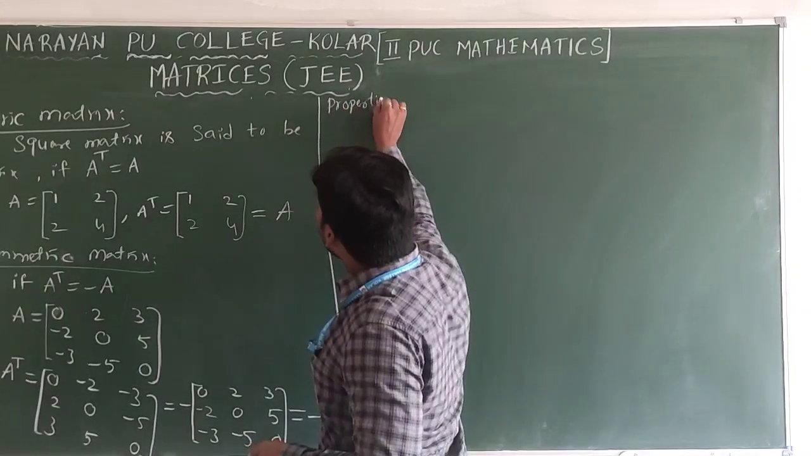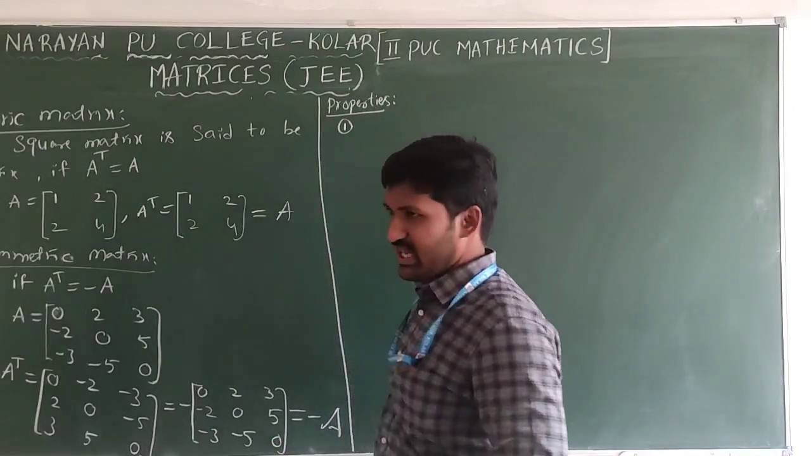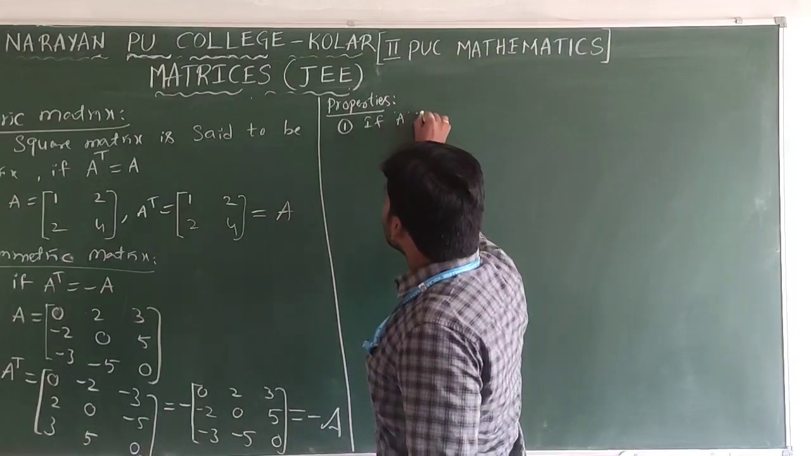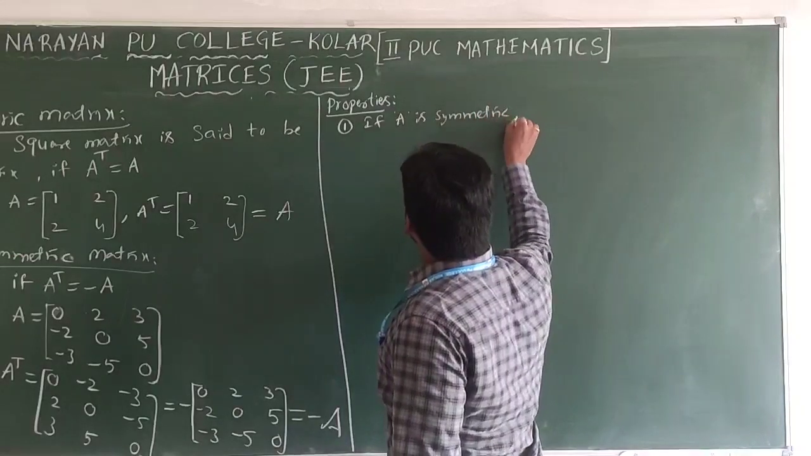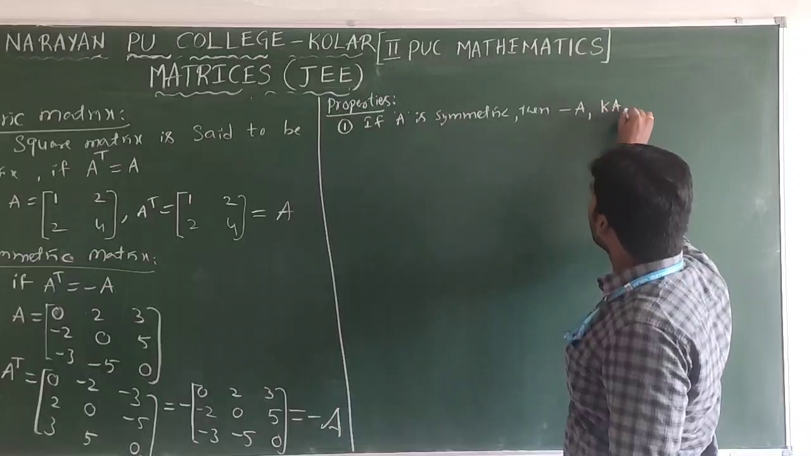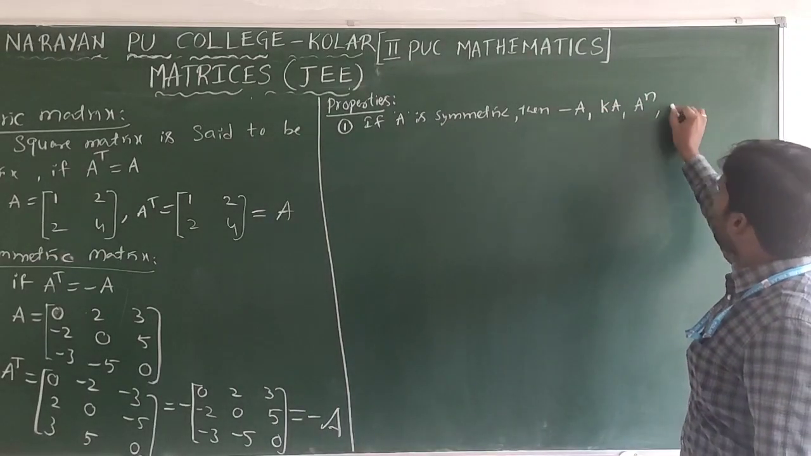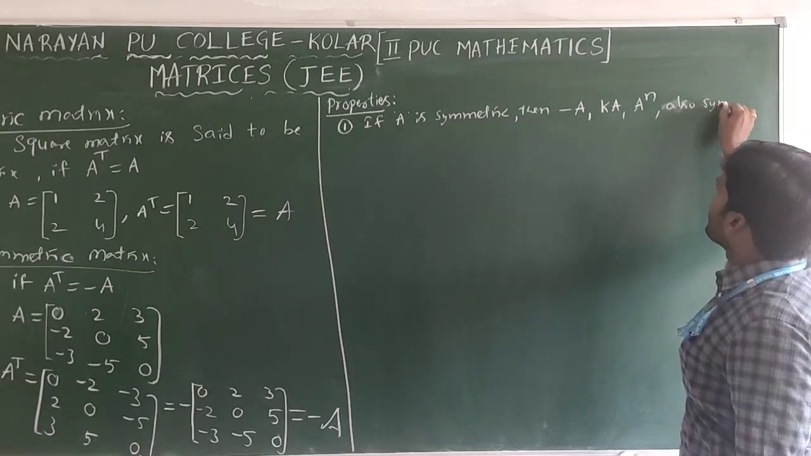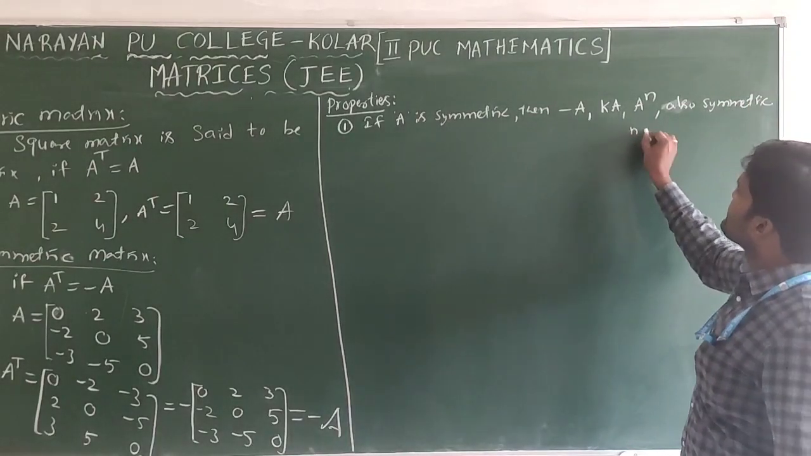And for skew-symmetric matrices, there are some properties related to this, for both the symmetric matrix and the skew-symmetric matrix. In the first one, if A is symmetric, then minus A, K into A, A power n, all these matrices are also symmetric matrices only. N is an integer.